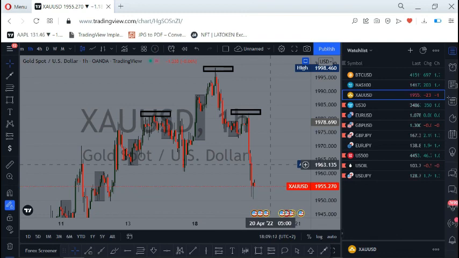So I apply risk management, and I wait for the market to give me the right setup, and this is what is happening almost each and every day in the market.